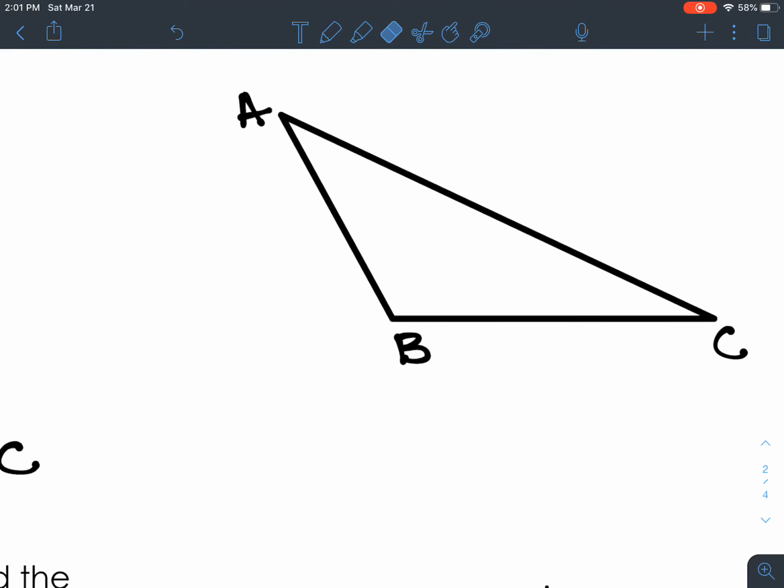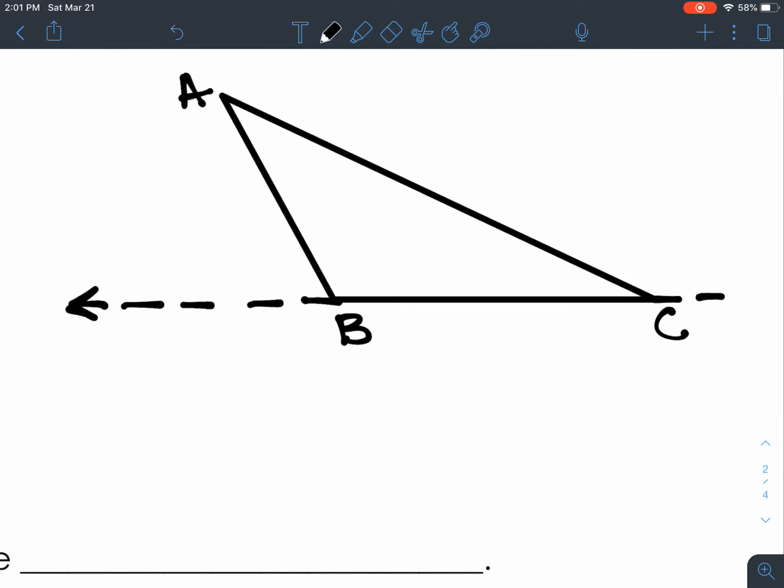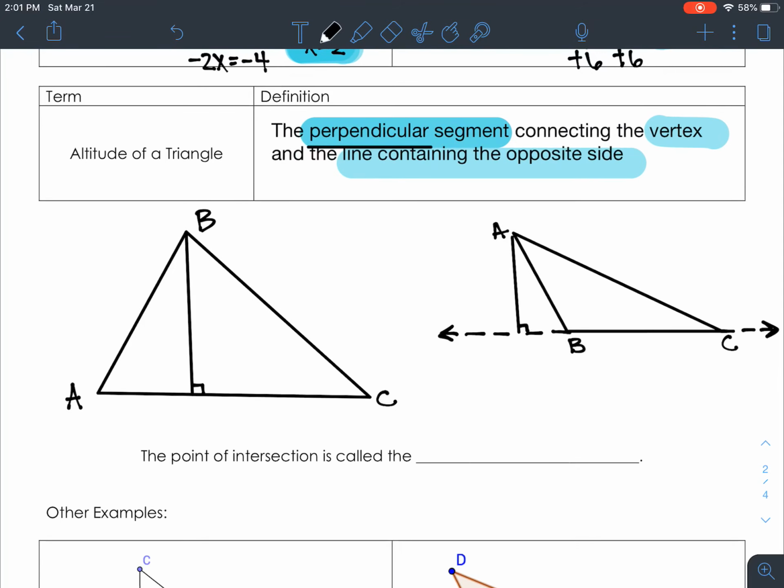So if I extended BC out into the line that contains BC, the only way that I could draw the altitude from A to the line containing BC is if it was on the outside of that triangle. So just keep that in mind: sometimes your altitudes are going to be on the outside of the triangles. And that's going to be specifically when the triangles are obtuse.